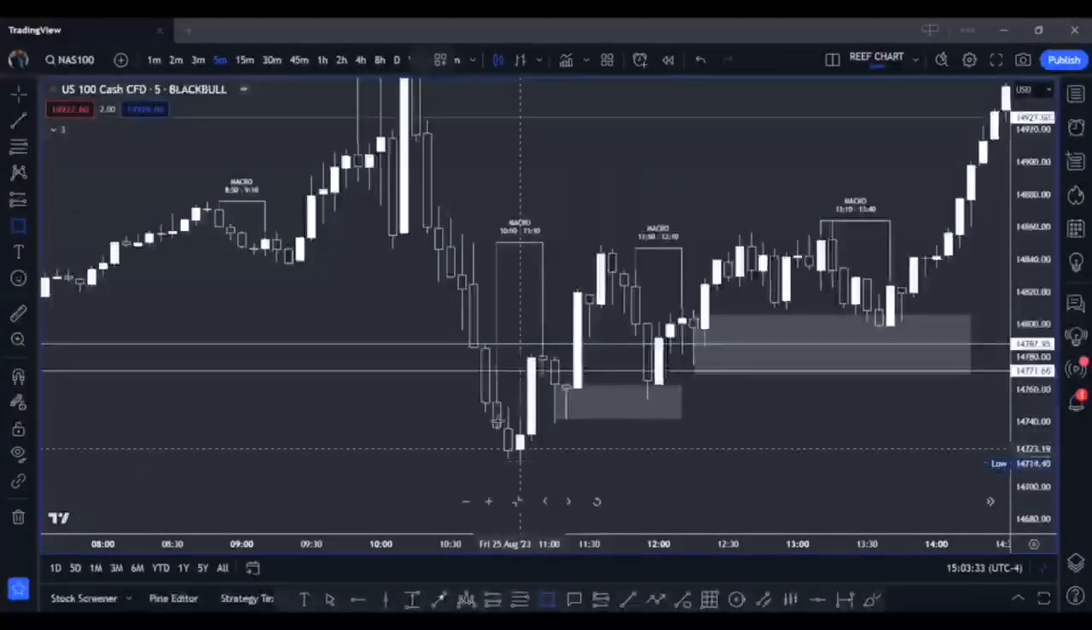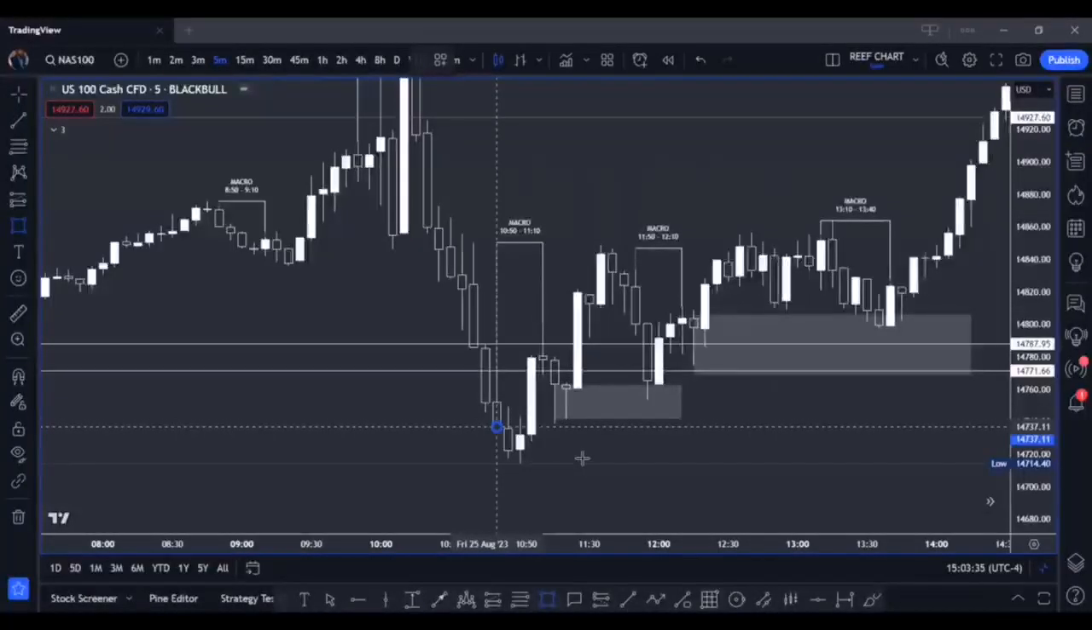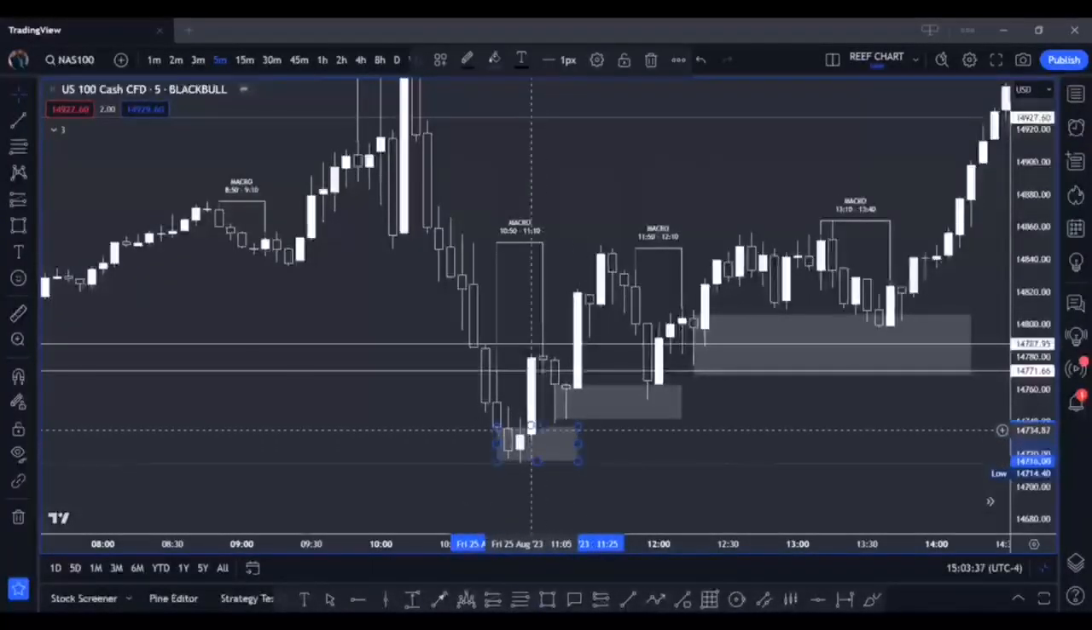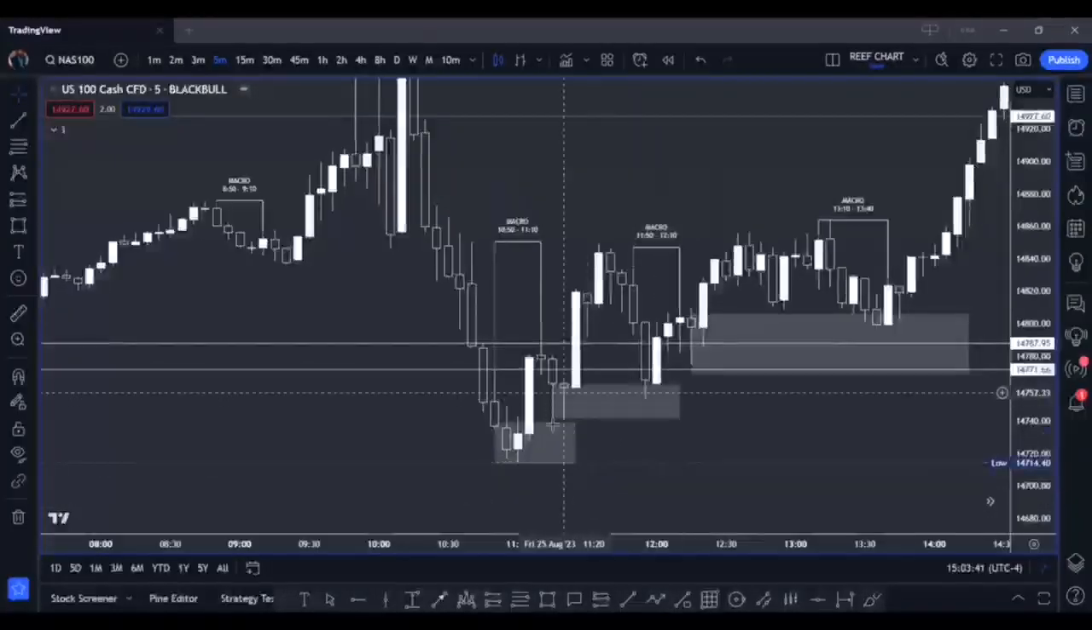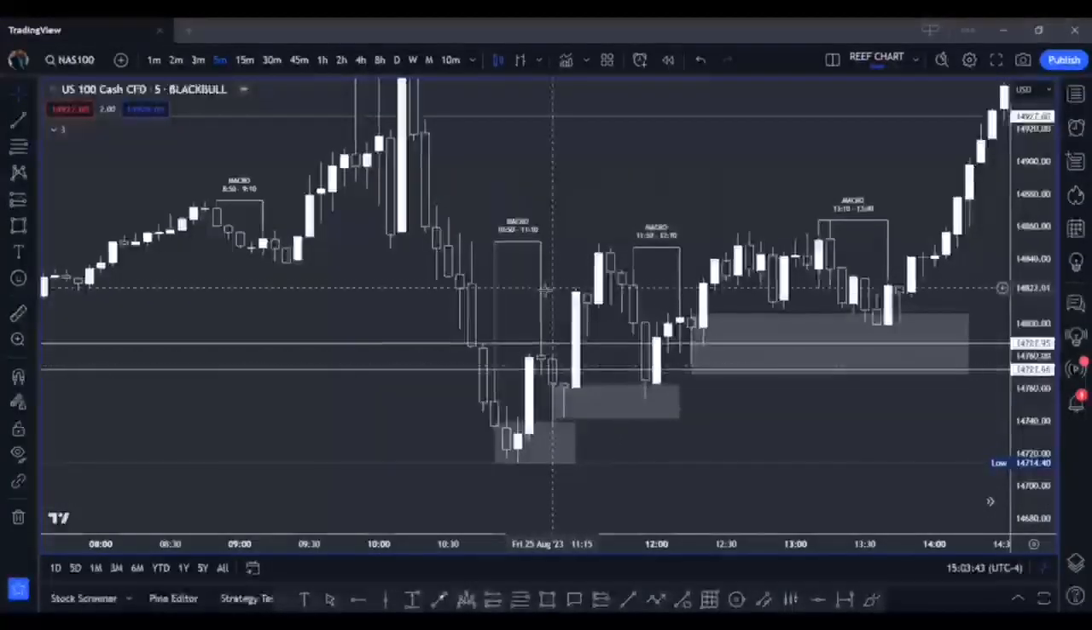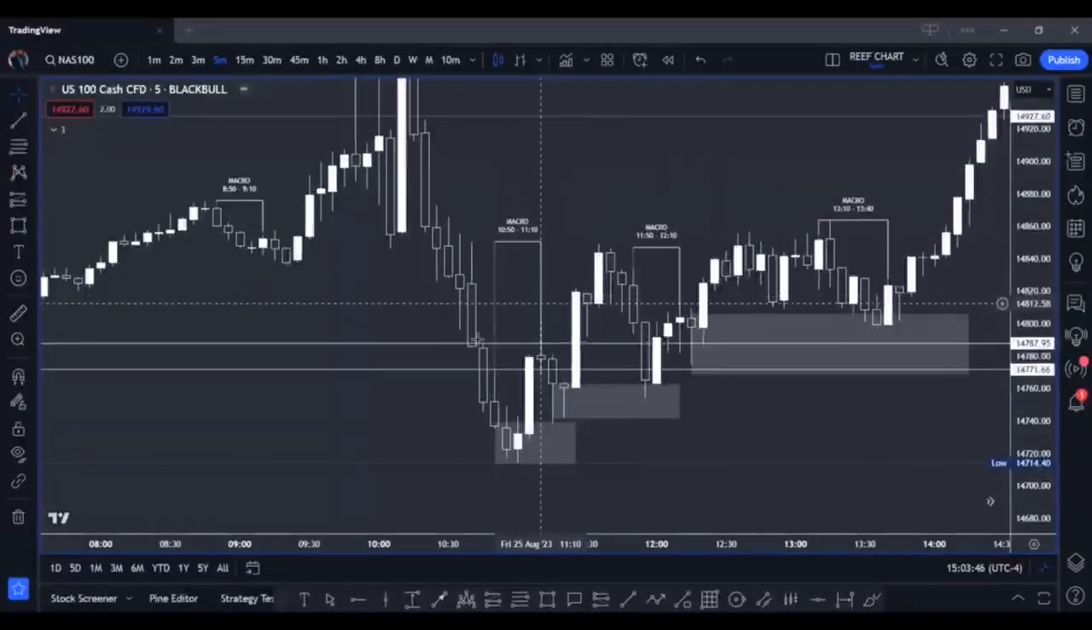So it gave us literally 3 opportunities to get in. This was opportunity number 1 to get into this market, a tap into this area, realizing that there was a market structure shift. So this high had been taken out. Because of this wick, it gives you an idea that we will go higher.